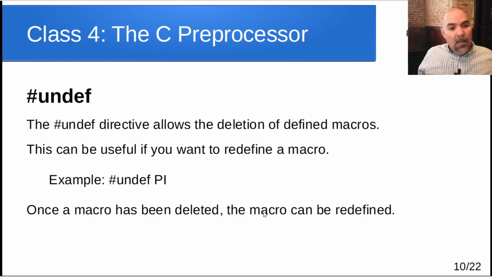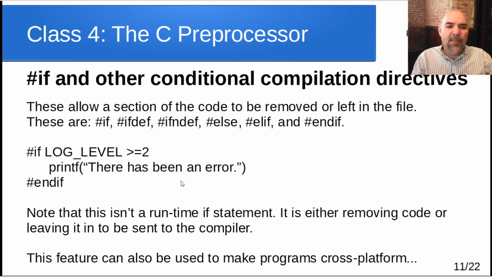Undef. Undef allows me to undefine something that's previously been defined. So in other words, if I have a pound define for something in my code and I want to redefine it, it'll give you an error if you try to redefine something that's already defined. But if you undefine it first, then you can then redefine it with something else. So in this case, we could do pound undef pi, and that macro will now no longer exist for the source code after the undef. So if we do undef something, we can then redefine it somewhere else in the code if necessary. And that one doesn't get used a whole lot, but it is useful to know about that.